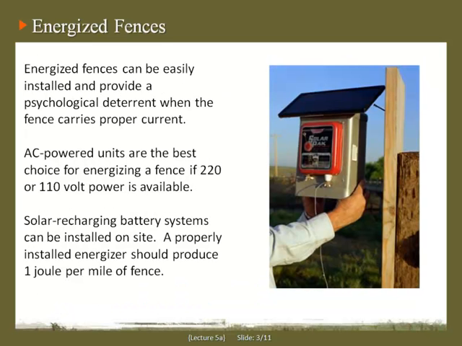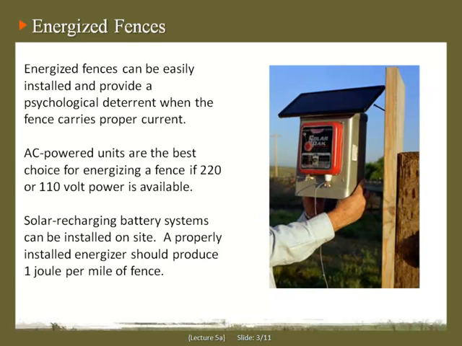Energized fences can be easily installed and provide a psychological deterrent when the fence carries a proper current. AC powered units are the best choice for energizing a fence if 220 or 110 volt power is available. Solar recharging battery systems can also be used and installed easily on site. A properly installed energizer should produce 1 joule per mile of fence.